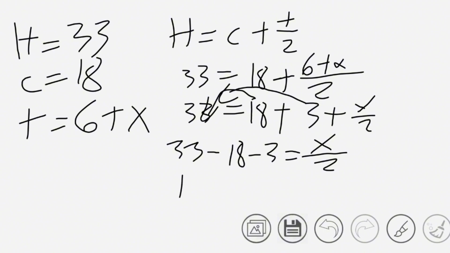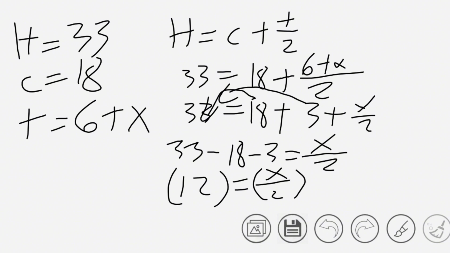So 33 minus, that's 18 minus 3. When you add them up, it will be negative 21. So that will be 12. It's equal to x over 2. And now we can just multiply both sides by 2. And by doing that, we eliminate the denominator on x's side. And now we're left with x is equal to 2 times 12.